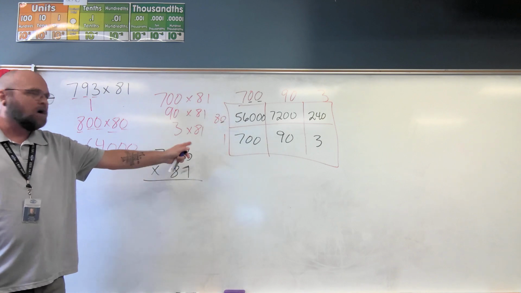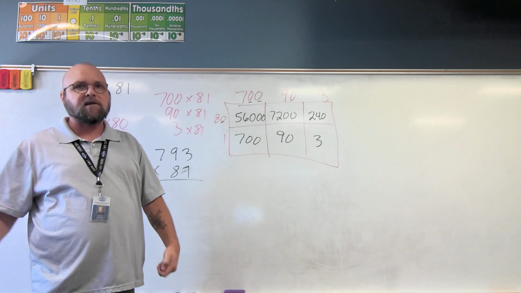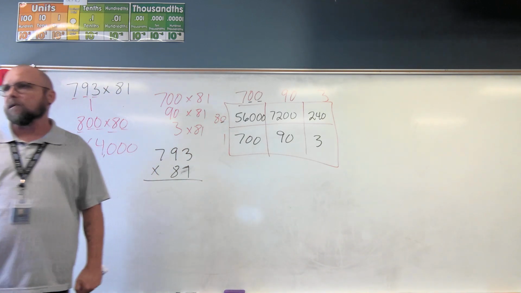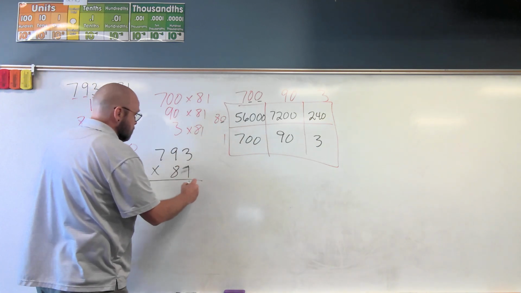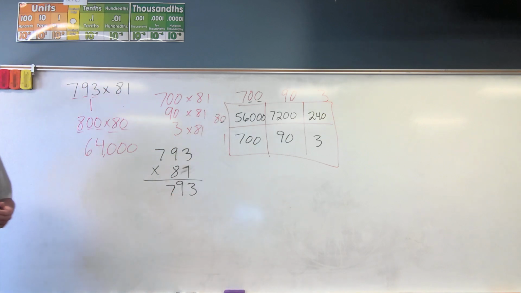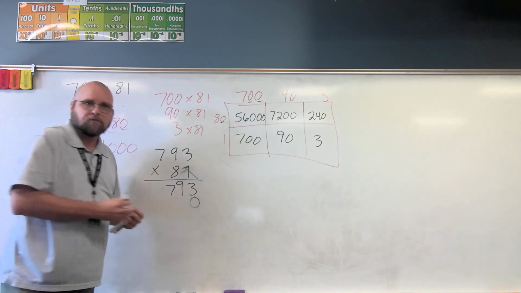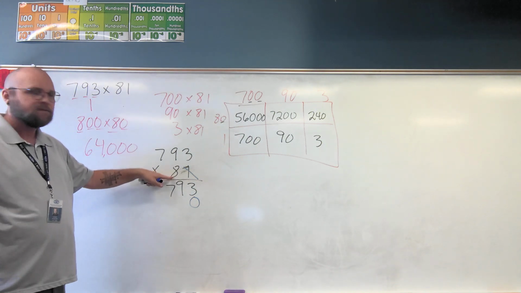I have to know my 1s and I have to know my 8s. If I don't know my 1s and my 8s, I can always look at a multiplication chart until I learn my 1s and my 8s. 1 times 3 is 3. 1 times 9 is 9. 1 times 7 is 7. I am moving to the 10s place. The 0 goes there not because of some song. It goes there because I'm moving to the 10s place.